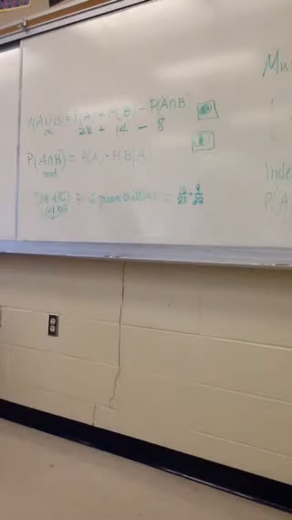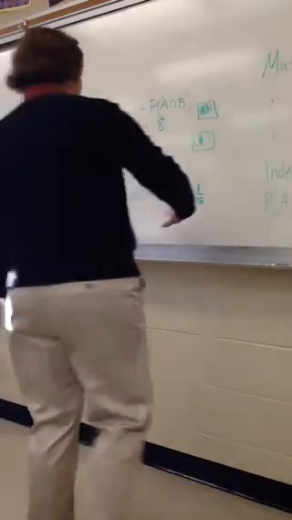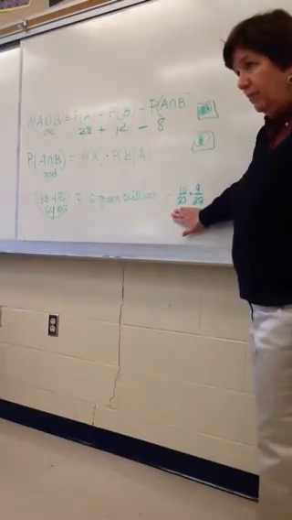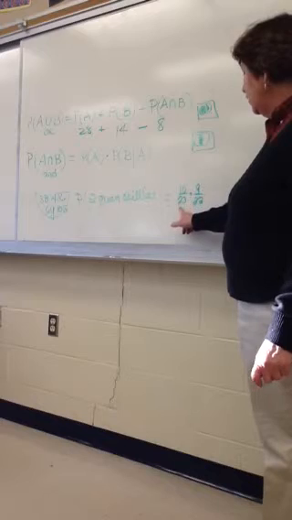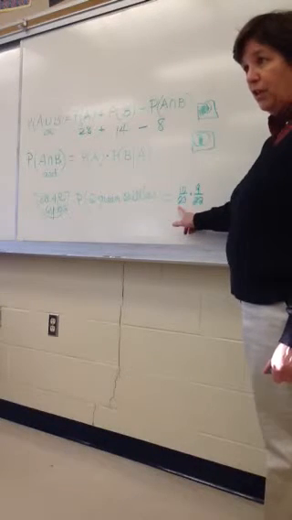So for example, I flip a coin. What's the probability of getting a heads? 0.5. If I flip a coin again, what's the probability of getting a heads? Still 0.5. Does it matter whether my first flip was a heads or a tails? No.